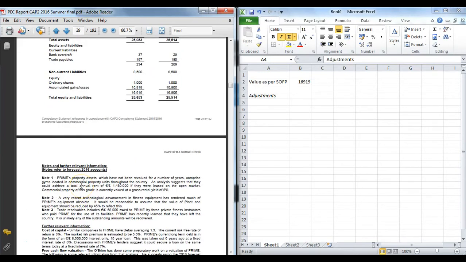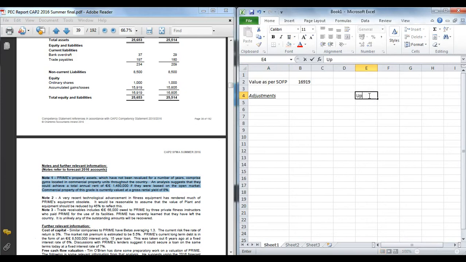So note 1 talks about the assets, or the property assets. They've not been revalued for a number of years, therefore the valuation is stale. And they comprise of gyms located in commercial property units. Analysis suggests they could achieve a total rent of 1.48 million if they were leased in open market, and commercial property of this grade is currently valued at a gross rental yield of 8%. So this is a roundabout way of telling us what is the updated value of the property assets.